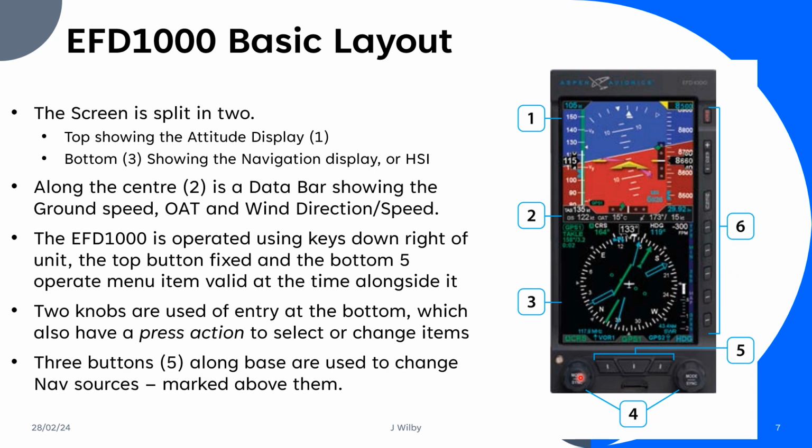There are two knobs at the bottom of the screen. These have a click action to make changes and turn right or left to make selections. The knobs operate what is currently above them. It needs to be in magenta to be editable. For example, to change the heading, you would click it once, it would turn magenta, then you can turn the knob to move the heading bug, or hold it in for 3 seconds to set the heading bug to the current heading.